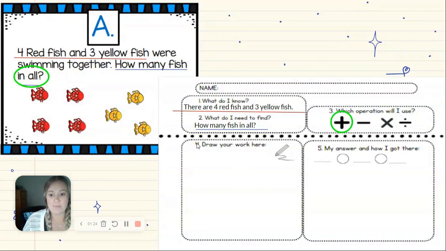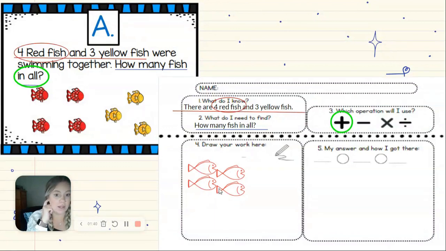And now we get to the fun part, number 4, where you draw your work. I look at what I know, and that guides me in what I need to draw. So I know I have 4 red fish. So I draw 4 red fish. If you do not have time, there are other ways you can draw 4 red fish, but we'll get into that later. Now I look at my second part. I have 3 yellow fish. So I draw 3 yellow fish.